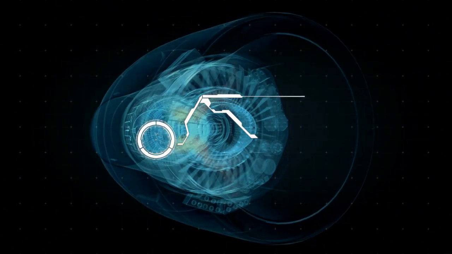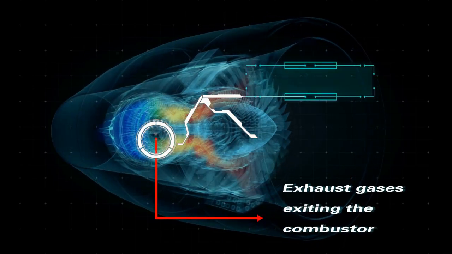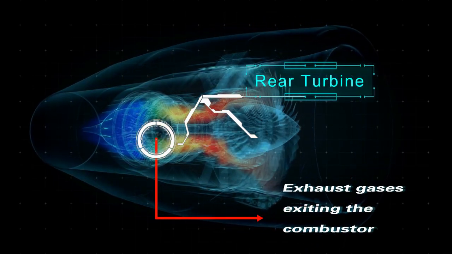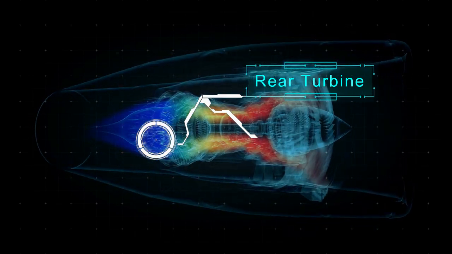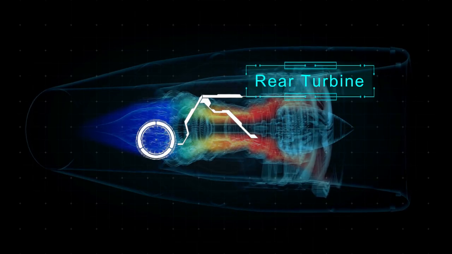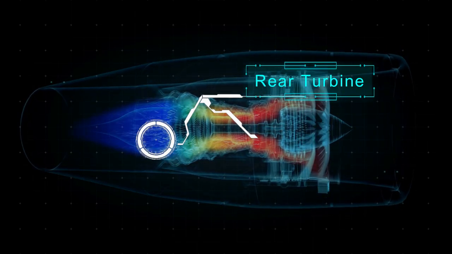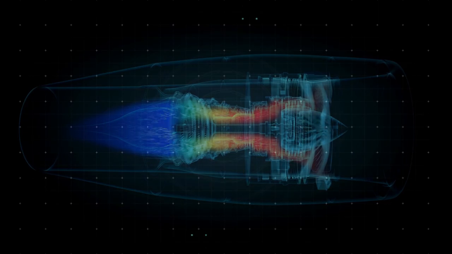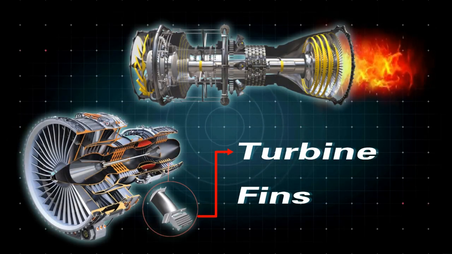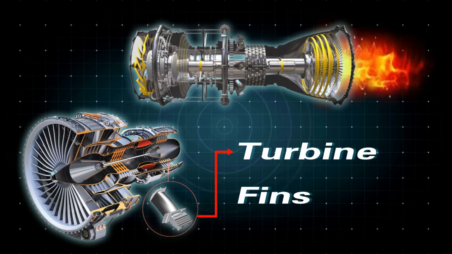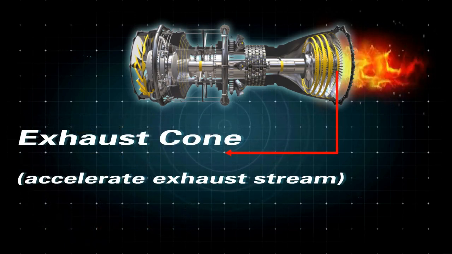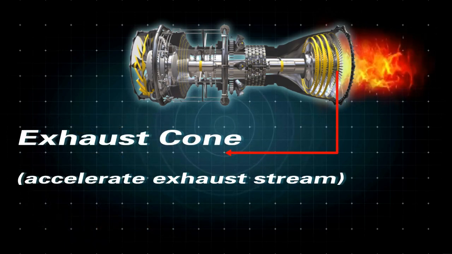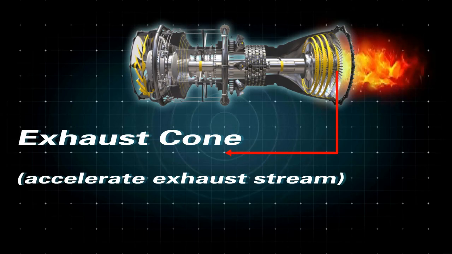The rear turbine. Exhaust gases exiting the combustor drive the turbine at the back of the jet. A large portion of the turbine power is used to turn the fan, while a small portion powers the compressor stages. Turbine fins become extremely hot. Some compressor air is diverted for cooling and special coatings are used to keep the temperatures low. The exhaust cone is specifically designed to mix and accelerate the exhaust stream.